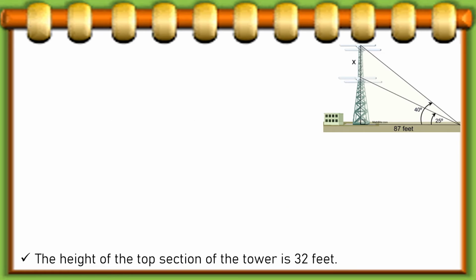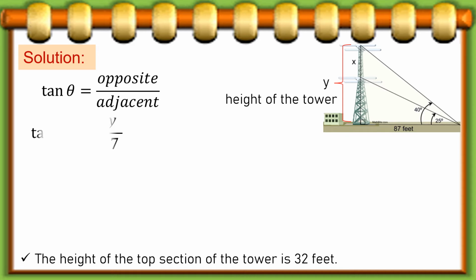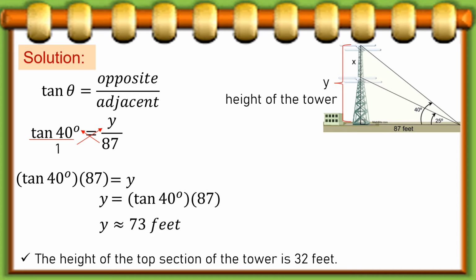In doing this, we are going to first compute the height of the tower. I name it y. To compute the height of the tower, we are going to use tan theta is equal to opposite over adjacent. Substituting all the values, we get tangent 40 degrees is equal to y over 87. From here, we cross multiply. Therefore, y is equal to tangent 40 degrees times 87. In your calculator, y is approximately equal to 73 feet.